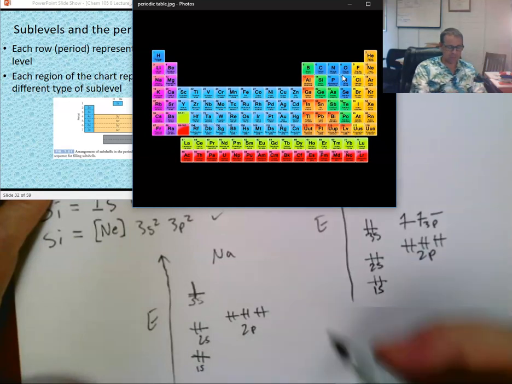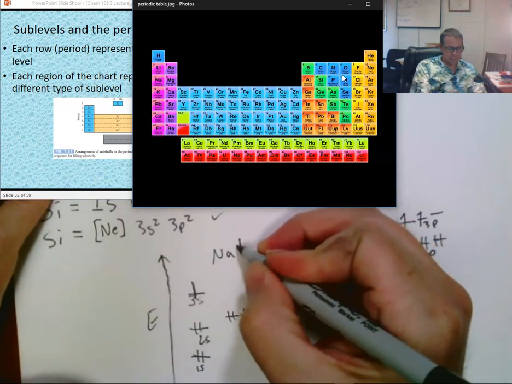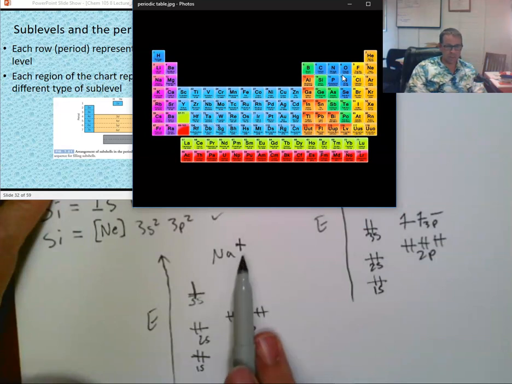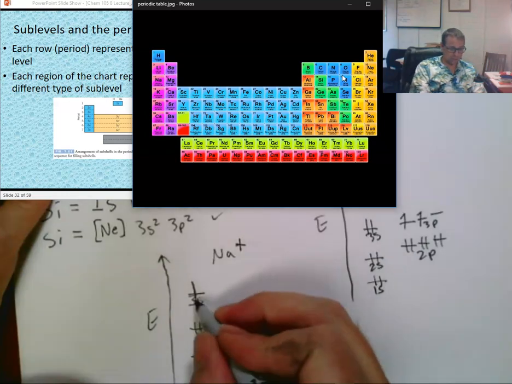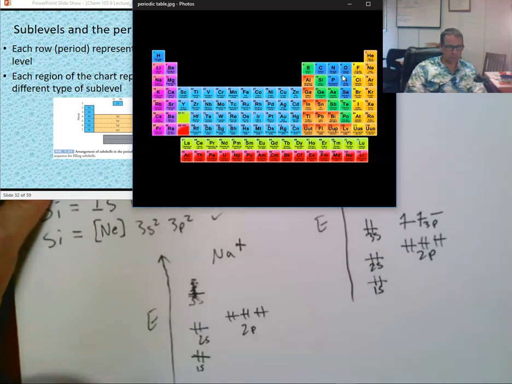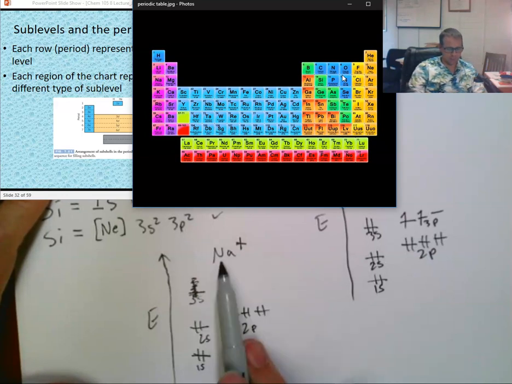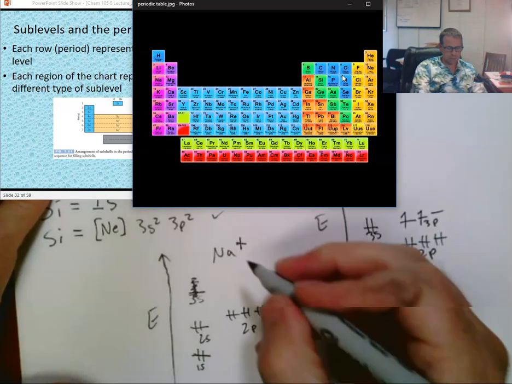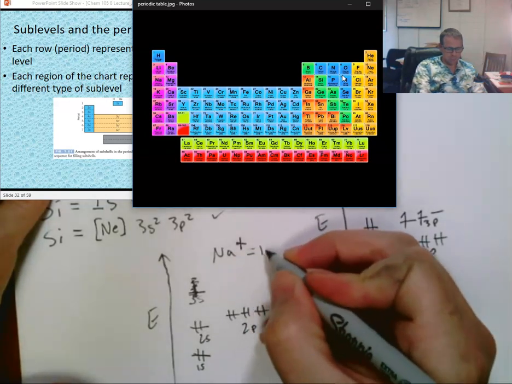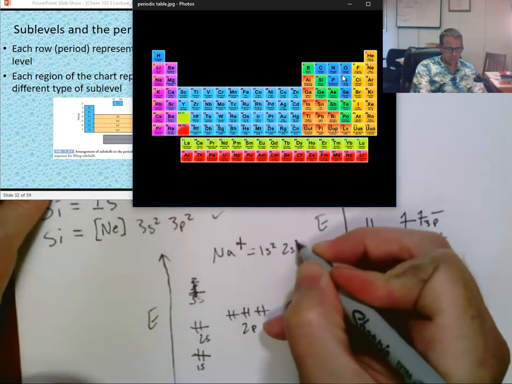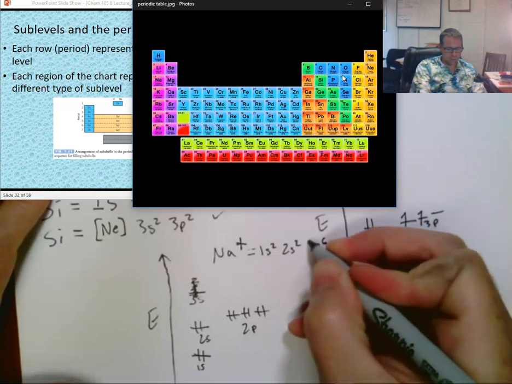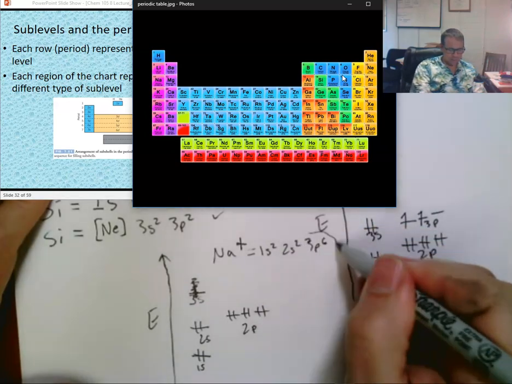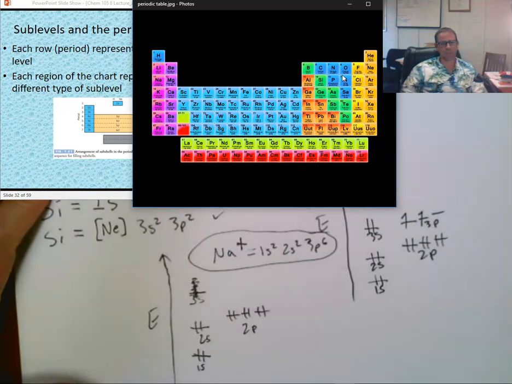configuration. So if I've changed this to a positive charge, what does that mean I've done to the number of electrons? Lost 1 electron. I've lost an electron. That's right. So this electron will be gone now. And my electron configuration for the sodium ion is 1s2, 2s2, 2p6. That's the electron configuration for the sodium ion.